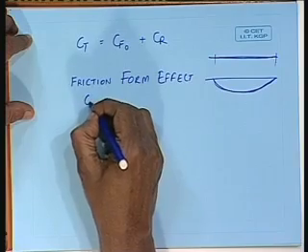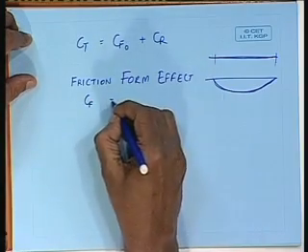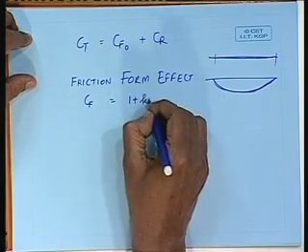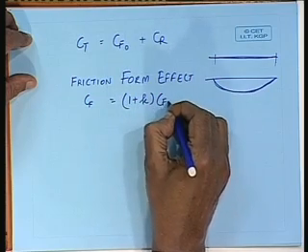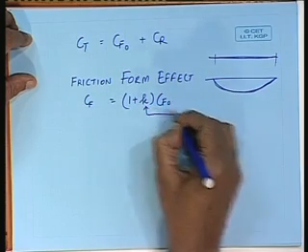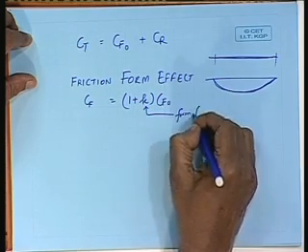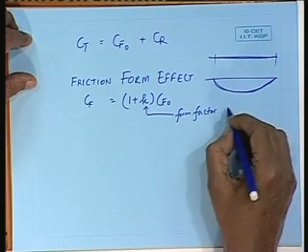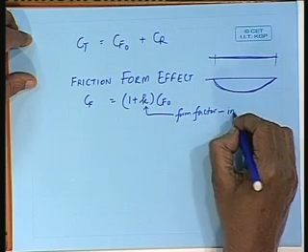The effect is primarily a 3-dimensional effect over the 2-dimensional effect. So, if I write total frictional resistance as Cf, I would like to write it as (1 plus k) Cf0, where k is the form factor. And one assumption I make, this is independent of speed.